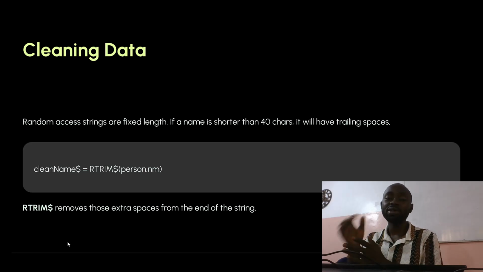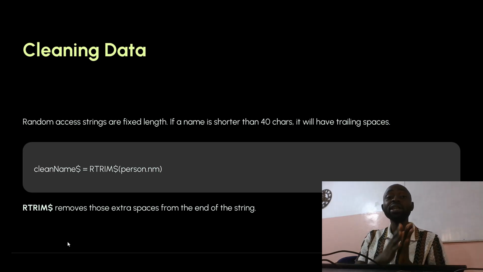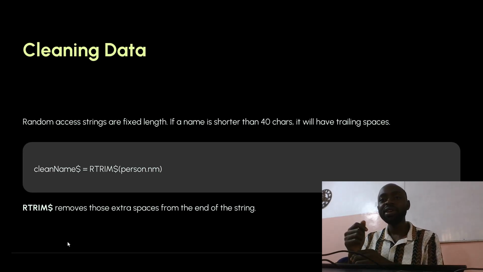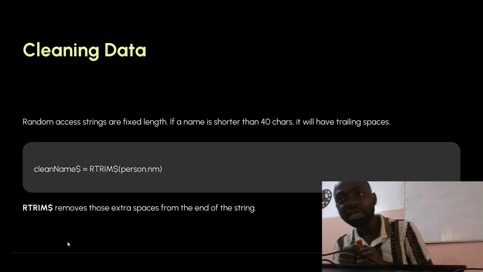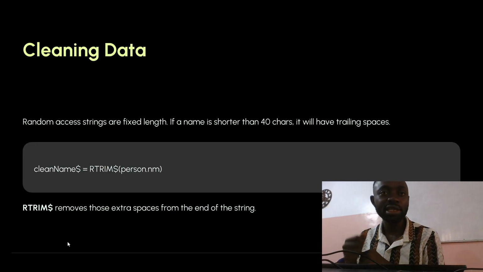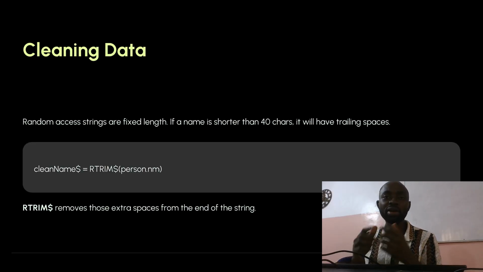In random access files, strings are fixed length. If a name is shorter than 40 characters, it will have trailing spaces. This is just a code snippet of how to clean, or trim, data. From our notes, if a name is shorter than 40 characters, it will have some trailing spaces, so the RTRIM$ function removes those extra spaces from the end of the string.